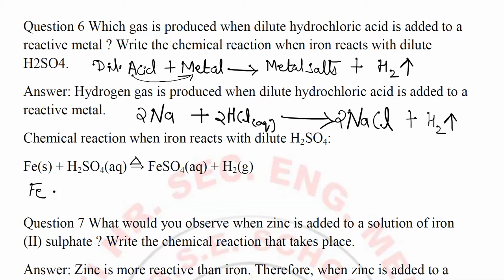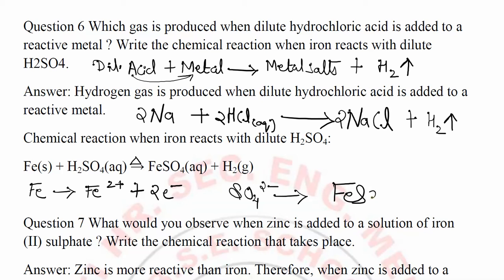What will happen here? Iron will release two electrons to attain a charge of 2 plus, and these two electrons will be accepted by the sulfate here, so sulfate ions will be formed. So the iron and sulfate, both of these, will just combine with each other to form ferrous sulfate, and H2 hydrogen gas will be released out there.